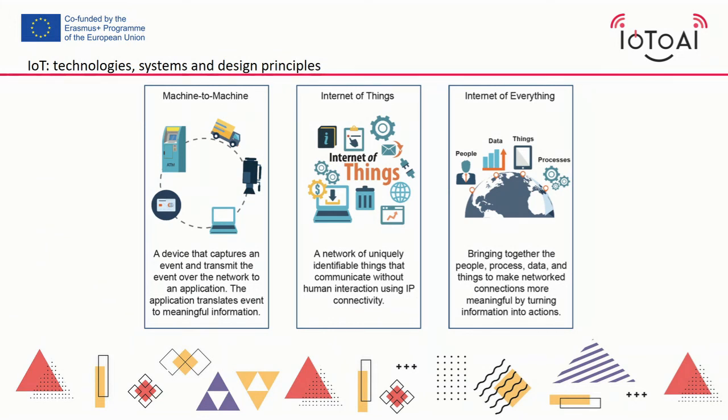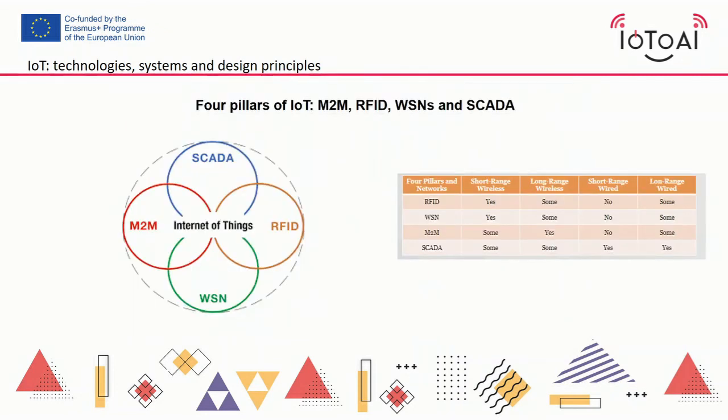It's important to understand the differences among machine-to-machine, Internet of Things, and Internet of Everything. So the students will learn about them and also about the four pillars of IoT: machine-to-machine, radio frequency identification, wireless sensor networks, and SCADA. Each of these technologies will be reviewed in depth, whether they are wireless or wired, and their range.